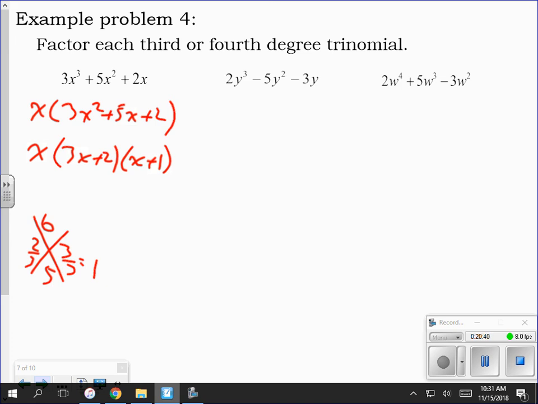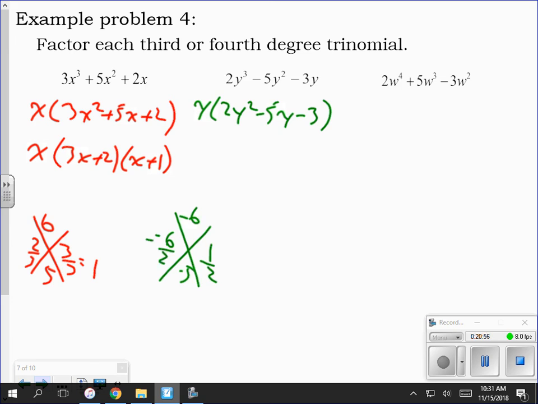This one here, same idea. I can pull out a y. And then I get 2y squared minus 5y minus 3. Set up my x box again. -6, -5, which is -6 and +1. Divide both those by 2. And I get my y that I pulled out. And then I have a -3, so it's y minus 3. And then I have a 1/2, so that's 2y plus 1.